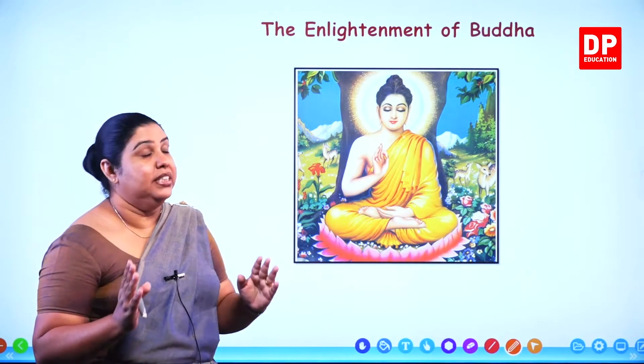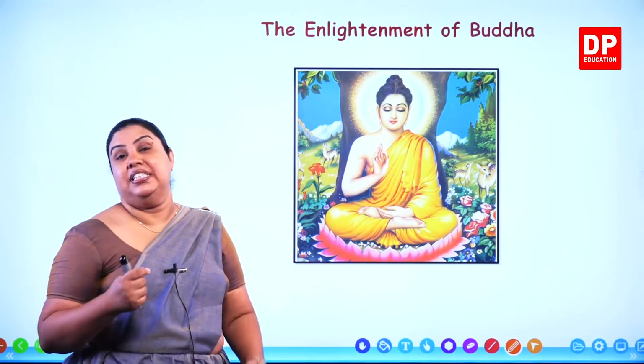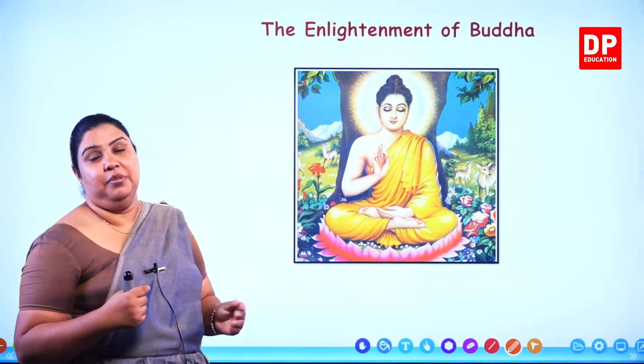So for Buddhists, it's very, very important that they celebrate Vesak Festival day because of the birth and the enlightenment.